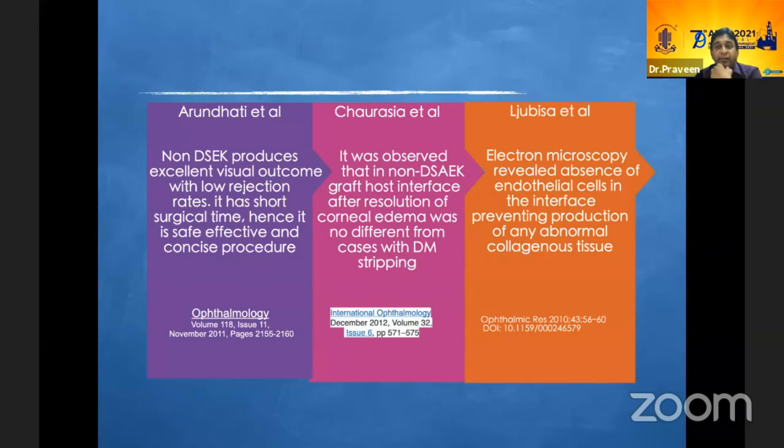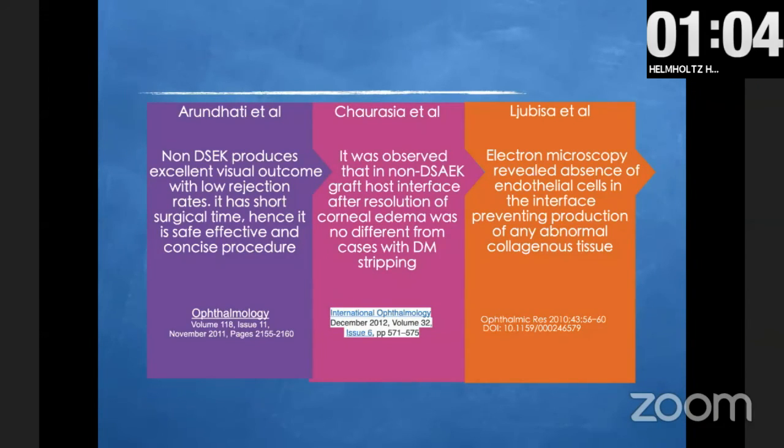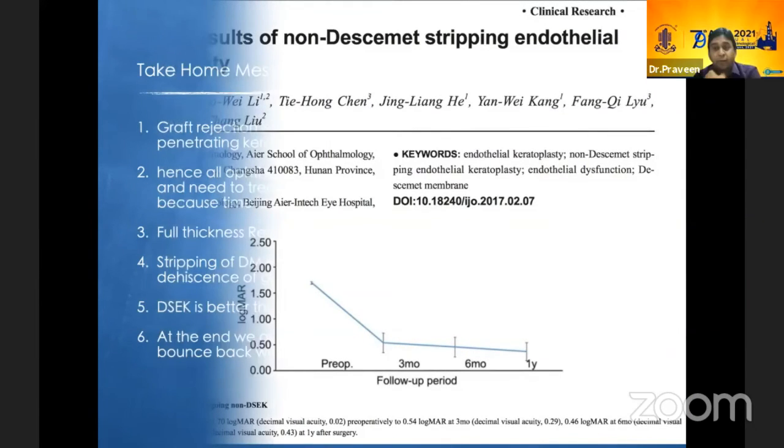And you need not go for a Descemet stripping in these cases because you may end up in graft host dehiscence.